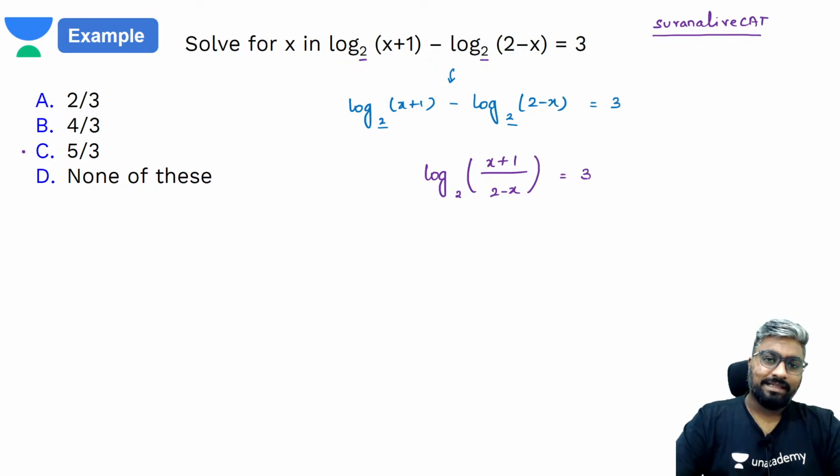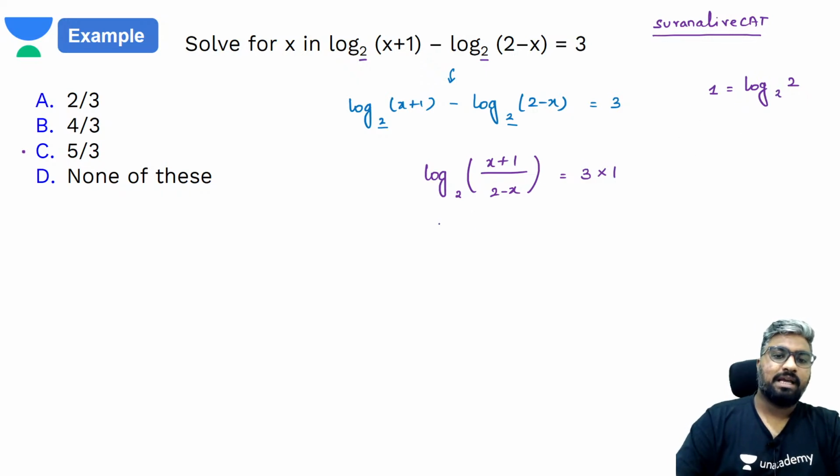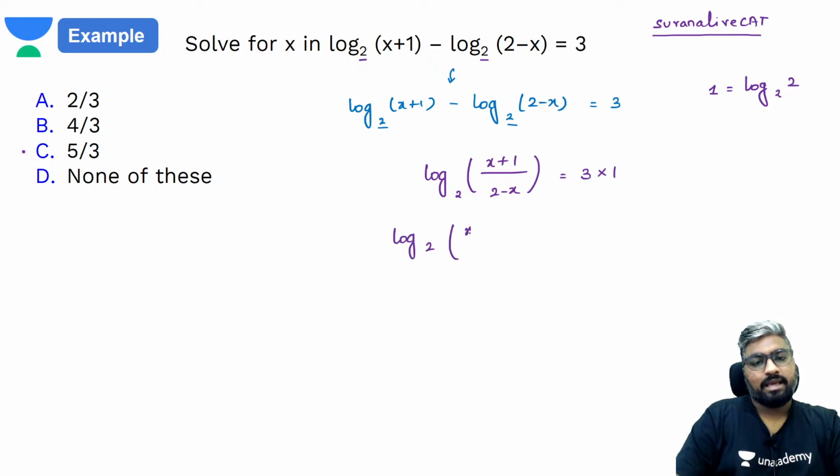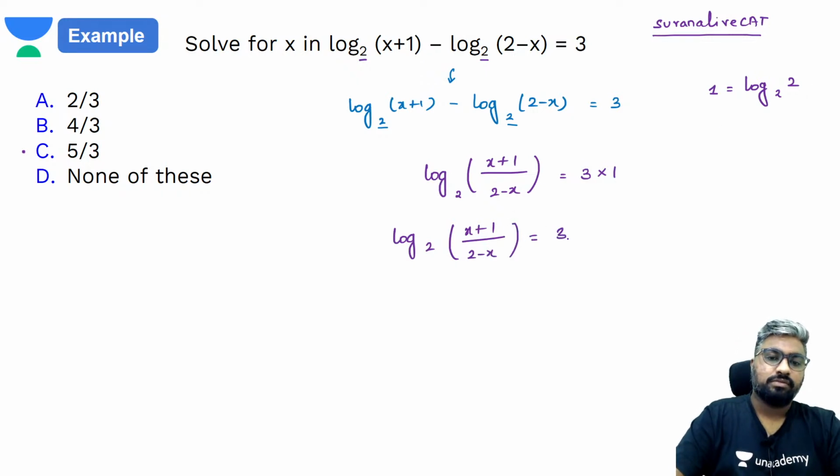Yes. 3 is nothing but 3 into 1, correct? And 1 is nothing but log 2 to the base 2. So now here we will write this as log of (x plus 1) by (2 minus x) is equal to 3 into log 2 to the base 2.